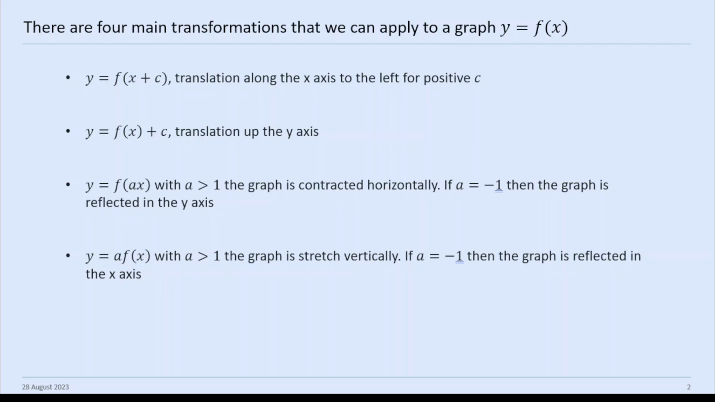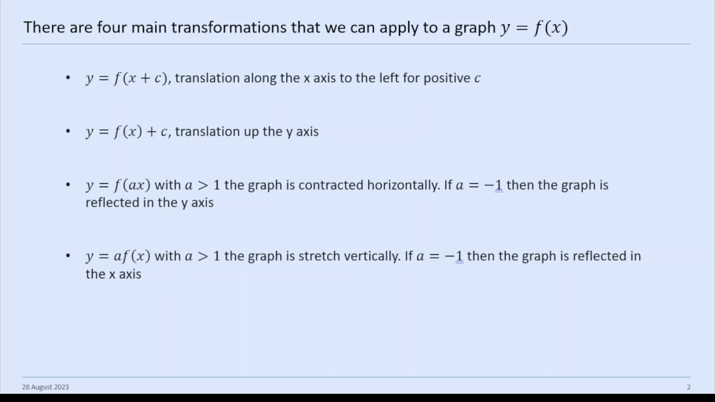So there are four main transformations we can apply to a graph y equals f of x. First, we can add on c to the x value, and this translates the curve along the x-axis to the left for positive c, and to the right for negative c. y equals f of x plus c translates it up the y-axis, but the curve stays the same.